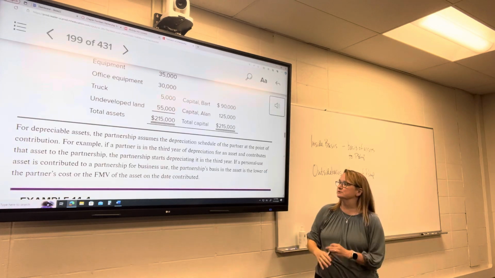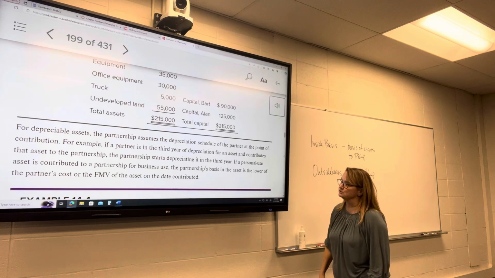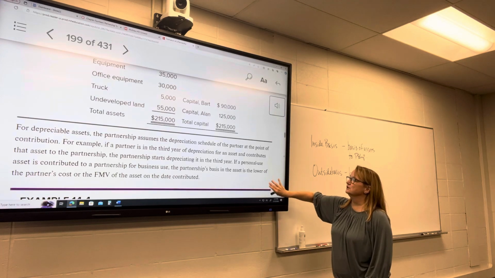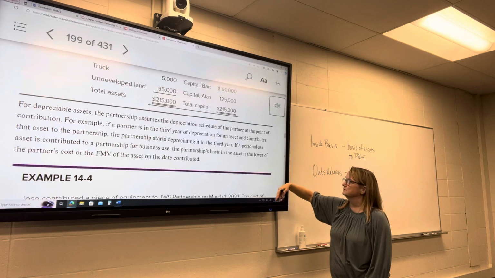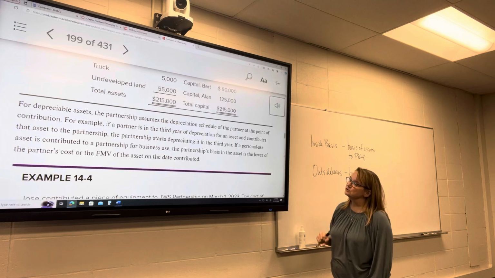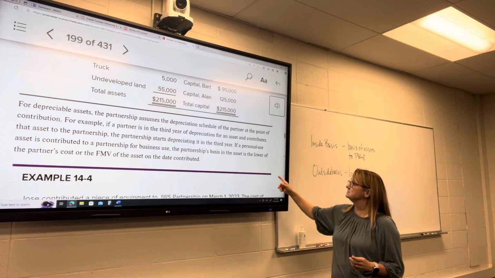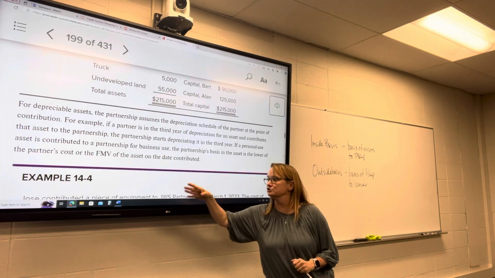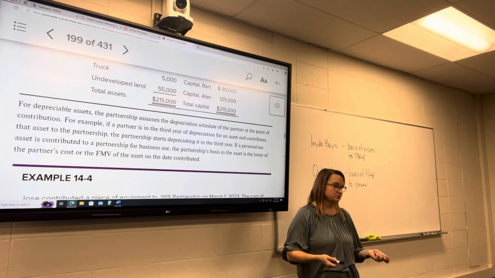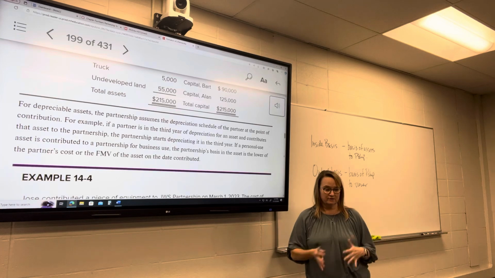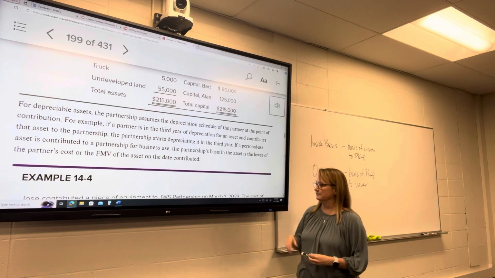Again, the partnership is going to assume the depreciation schedule of the partner at the point that the contribution takes place. So if it's the third year, the partnership is going to start depreciating in the third year as if they always owned it, right? If a personal use asset is contributed for business use, the partnership's basis is the lower of either the partner's cost, what they paid for it, or the fair market value of the asset on the date that it was contributed. So the lower of those two.